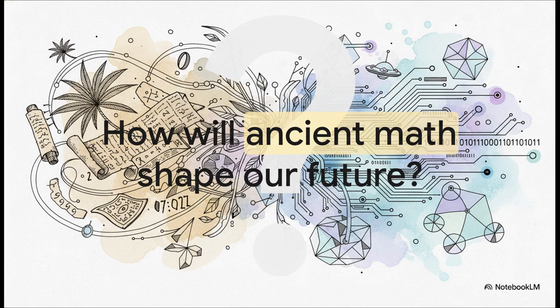So, if ancient bark manuscripts from the 3rd century ultimately paved the way for the digital age and artificial intelligence, what mathematical concepts are we exploring right now, today, that are going to define the next 1,000 years of human history? It's pretty wild to think about.